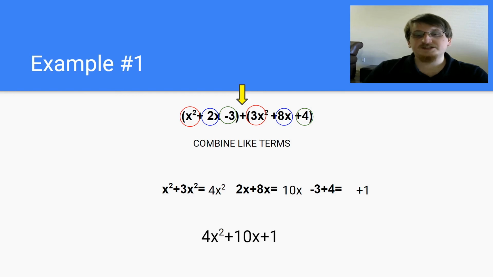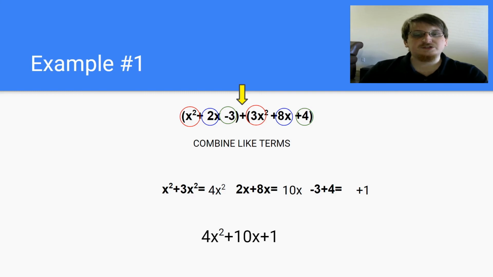This is important. This is our final answer. We do not need to add or subtract anything else because this is the simplest we can get it. We only have one x squared term, one x term, and one number, so we're good, and this problem is solved.